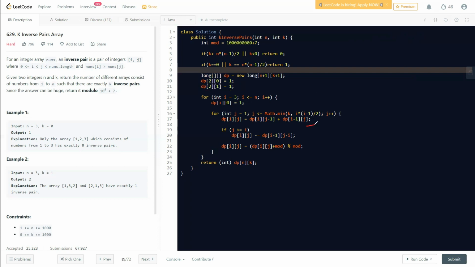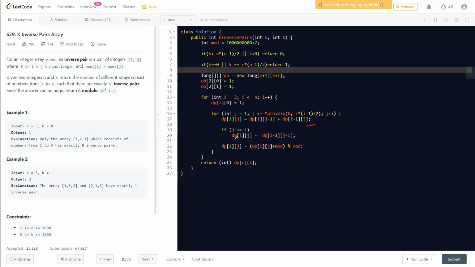But remember, there was some subtraction going on. And what was the subtraction? The subtraction was dp of n minus 1, k plus 1, n. So that was the subtraction going on. So how will we go ahead and do that? We'll simply do that in the way you can find in the further steps.